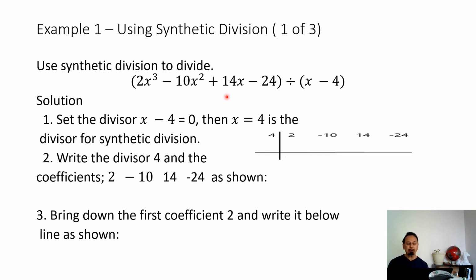Let's look at an example. Use synthetic division to divide 2x cubed minus 10x squared plus 14x minus 24 by x minus 4. So first we find the divisor for the synthetic division. To find it, you set the divisor x minus 4 to 0 and then solve. So in this case you get x equals 4. Now write the coefficients 2, minus 10, 14 and minus 24 and the divisor 4 like this.